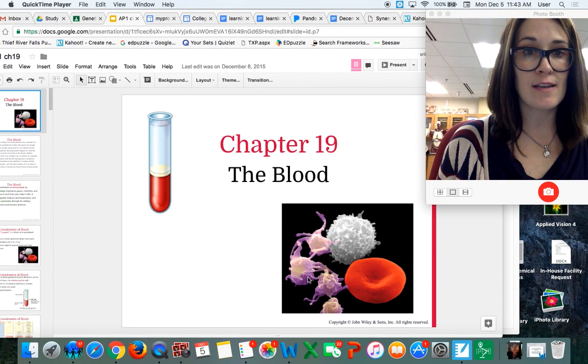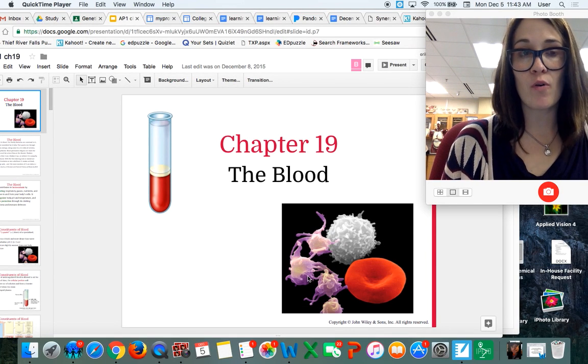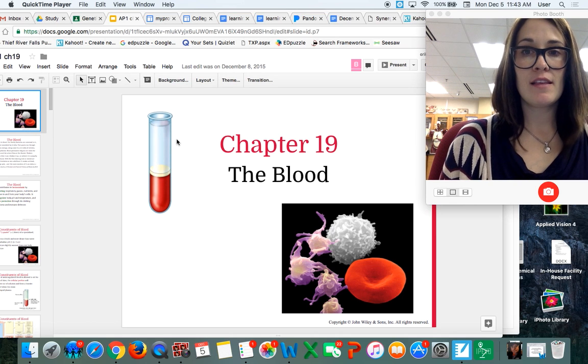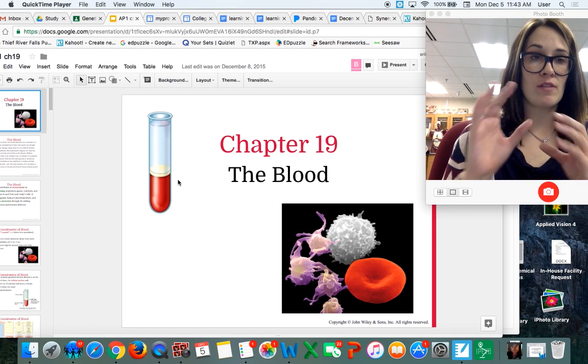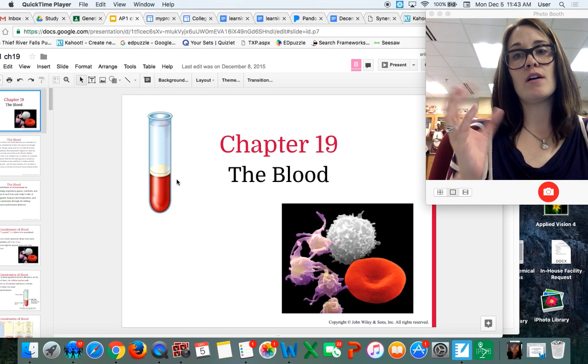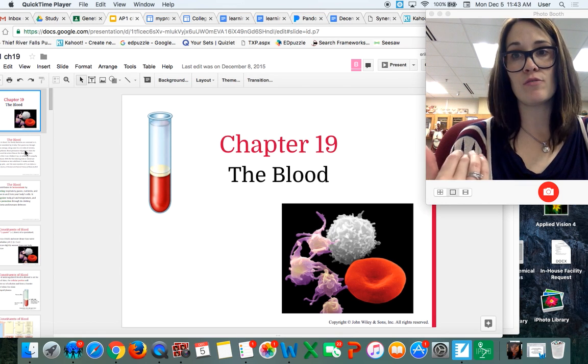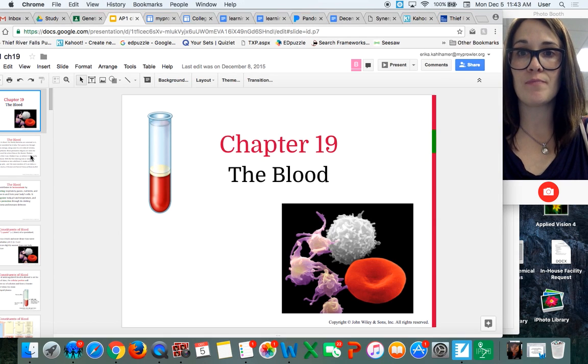and platelets. So we're going to be talking about all those different components that you can find in the blood. This is like a glass vial. If you were to take out a human's blood and spin it down in a centrifuge, it will separate into components that we'll talk about.